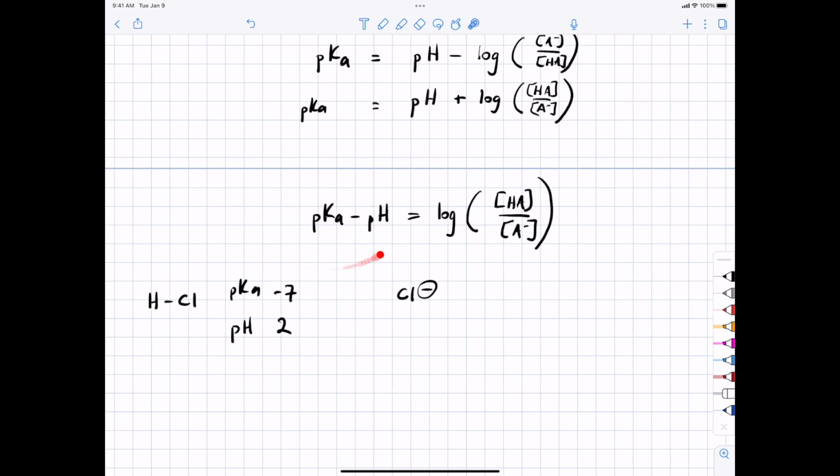Okay, if it's negative on this side, how do you get a logarithm that turns out to be negative? The number has to be less than 1, right? Which means the denominator is bigger.